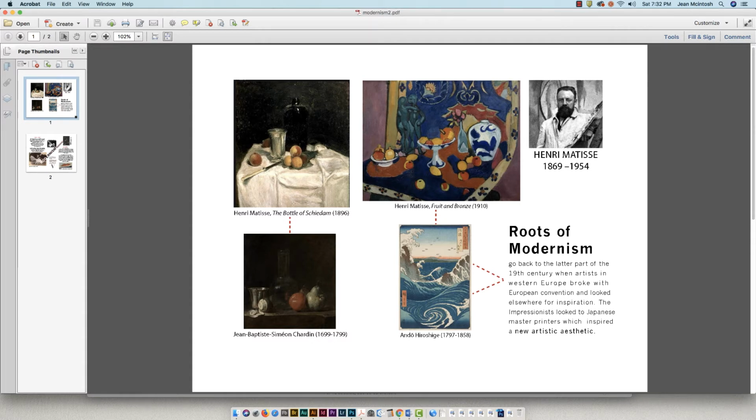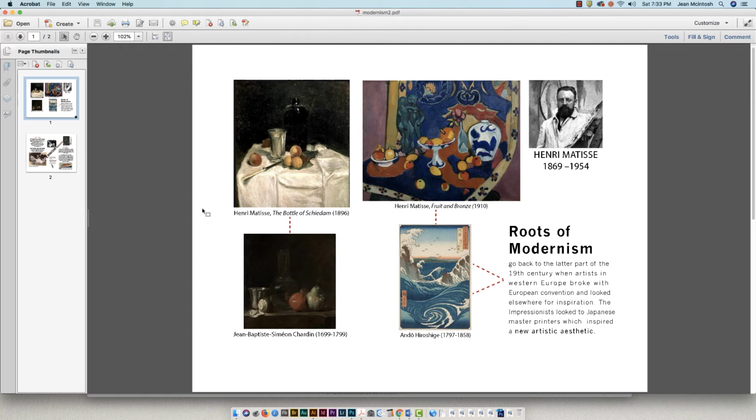And you can see here that he was working in the same vein as an earlier French painter, Chardin, who lived from 1699 to 1799. So here, the young Henri Matisse is emulating an 18th century painter. And you can see that the paintings have similar tonality. It's very low contrast colors. There's a lot of dark shadows. And even the subject matter is very similar.